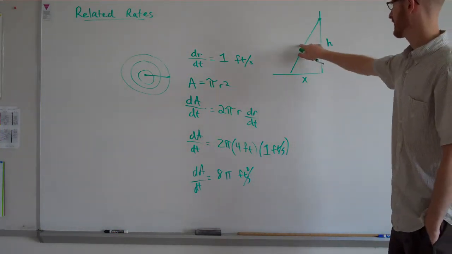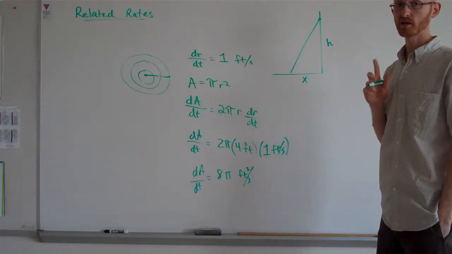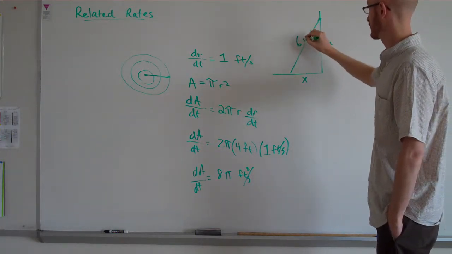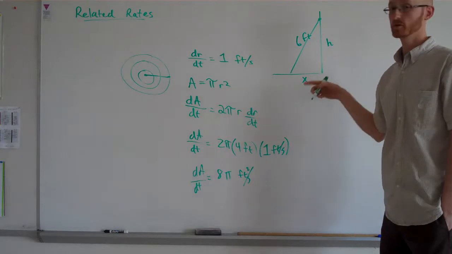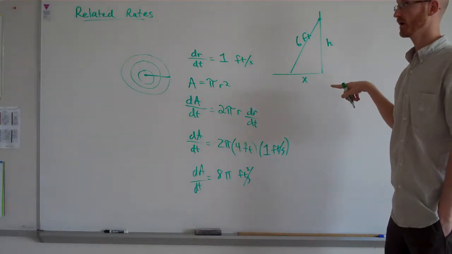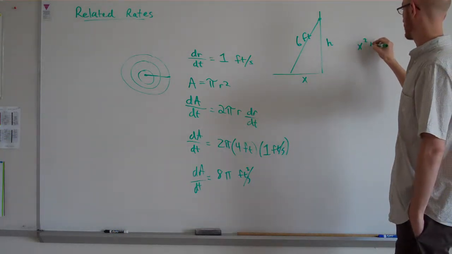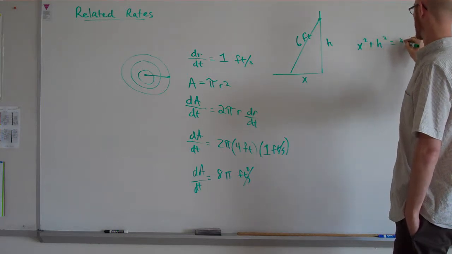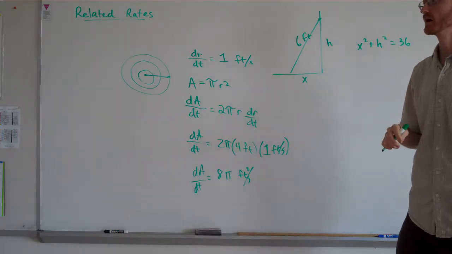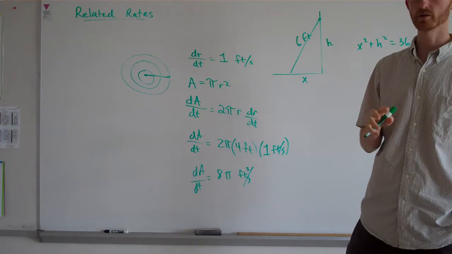Okay, so I didn't label this as a variable because that thing is not variable, it's a ladder, and we're told that it's 6 feet. So what I'm going to do is set up a Pythagorean identity. x squared plus h squared equals 36. That's going to be my equation that unites all the information.